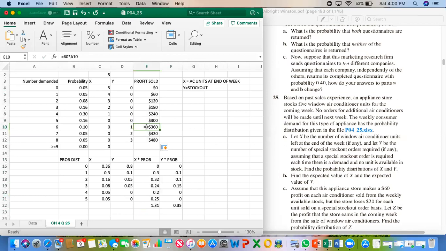So let's write in 300. Change that to 300. And then what do you do to the next one? It's the same thing, right? Same thing, yeah. And it's the same thing for the one below. Now the next column, F, will be like a stock out loss.